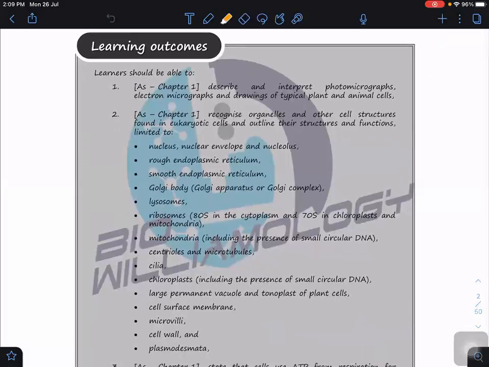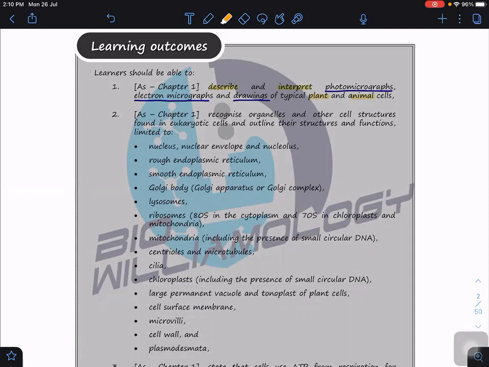So first of all, we're going to describe and interpret. What we're going to interpret? We're going to interpret the photomicrograph, as well as electron micrograph, as well as the drawing of typical plant and animal cells. Okay, so in your SPM or in your IGCSE, you cover some of the organelles, right? So in these subtopics, we are going to look at more organelles, as well as some organelles that you guys are familiar with. Okay, for example, nucleus, ribosome, mitochondria, chloroplast, cell wall, plasma membrane. Those you guys are familiar with.